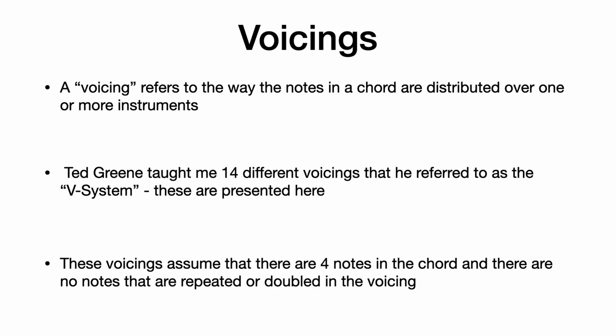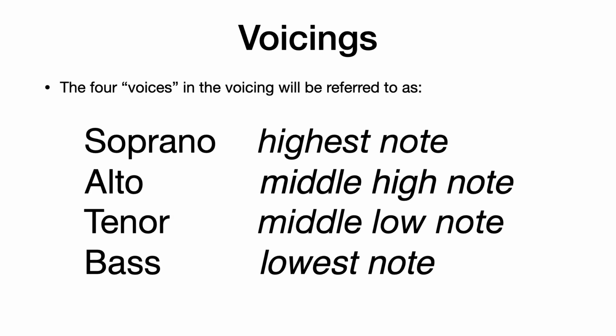The voicings here assume that there are 4 notes in the chord and there are no notes that are repeated or doubled in the voicing. And to continue the tradition that Ted taught me, the 4 voices in the voicing will be referred to as soprano, alto, tenor, and bass, as singers.